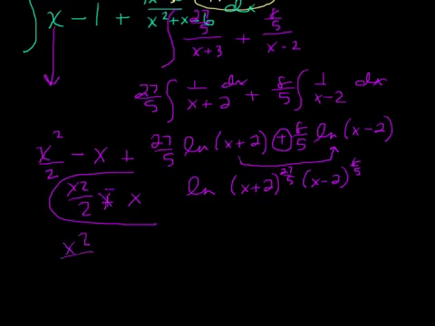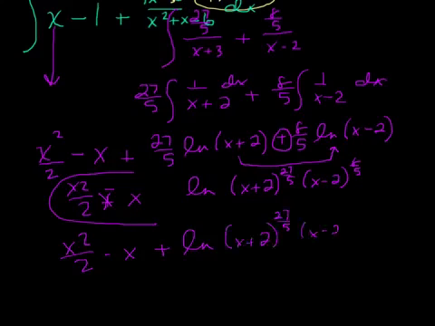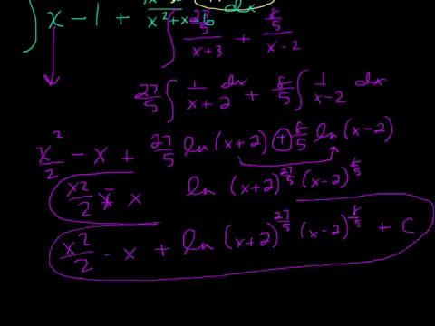So we have x squared over 2 minus x plus natural log of x plus 3 to the 27/5 times x minus 2 to the 8/5 plus C. And that was number 6.